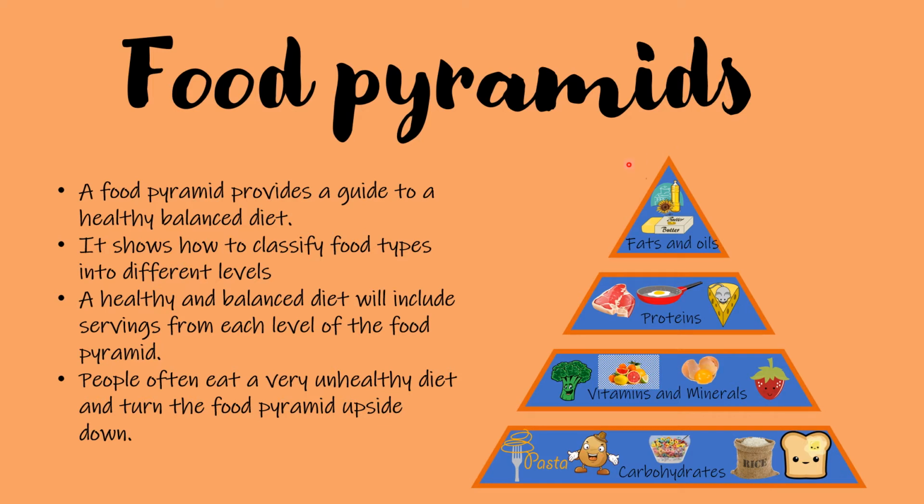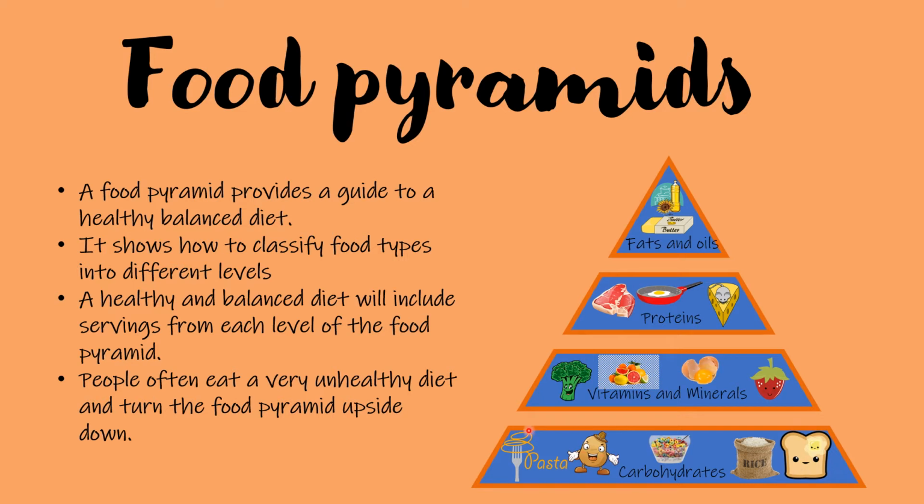You need to eat a little amount of the food at the top, which would include your fats and oils and things like sweets. Then, the food in the middle of the pyramid, this one over here, which is vitamins and minerals, also known as fruits and vegetables, you should be eating in fair amounts. The one at the top of the vitamins and minerals is your proteins. You should eat less meat, chicken, fish, and other proteins, especially less than your vitamins and your minerals.